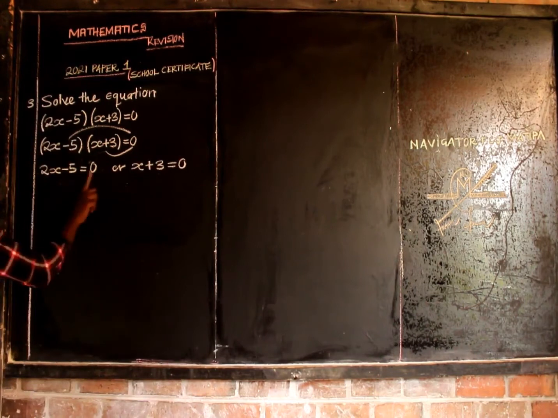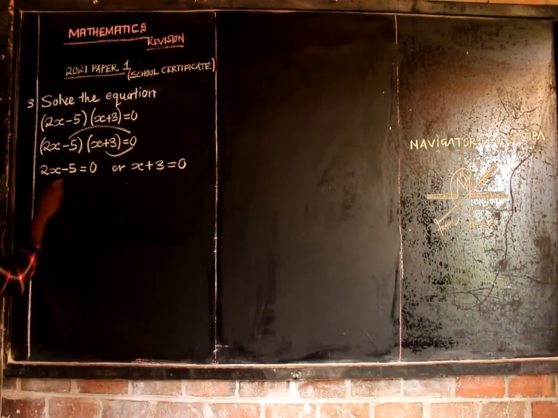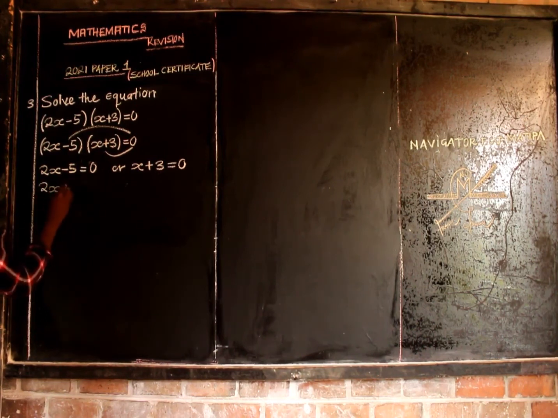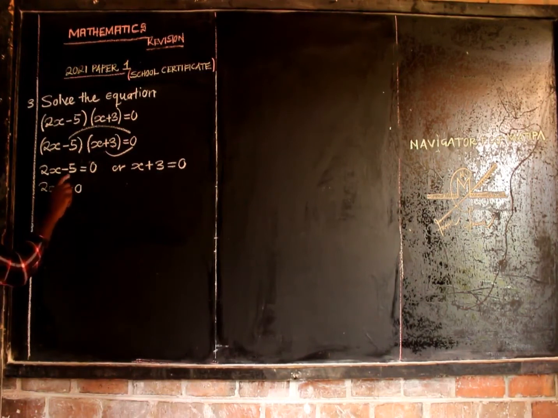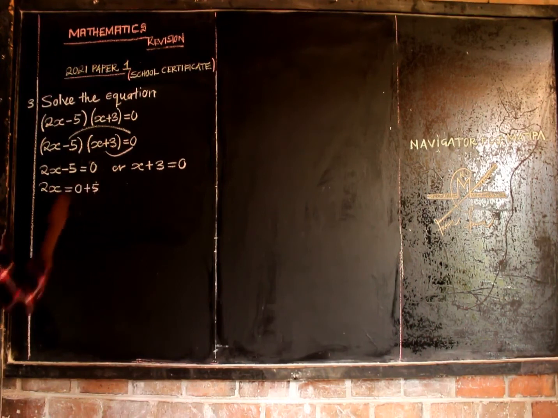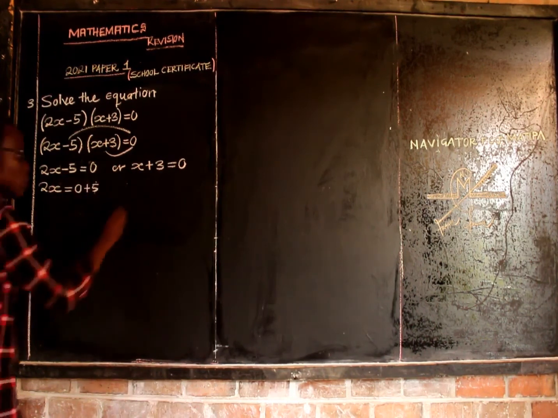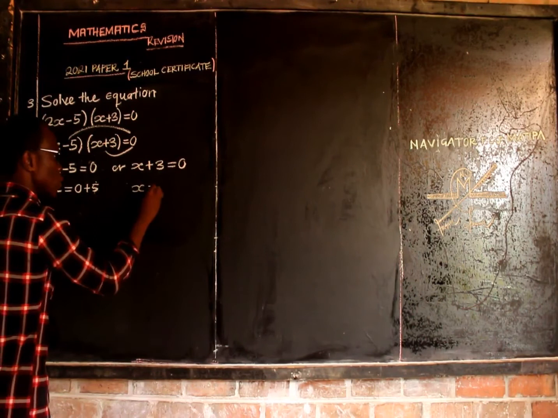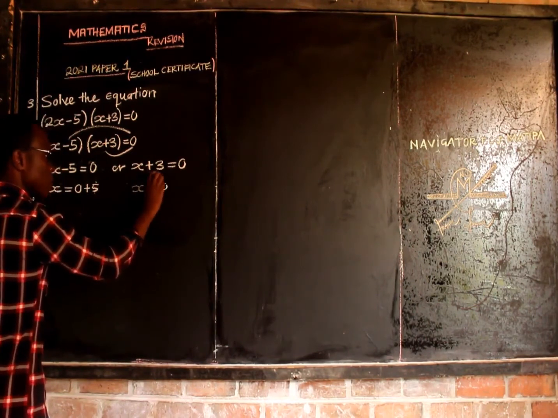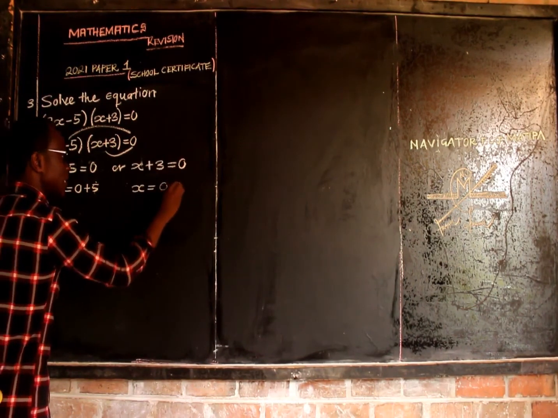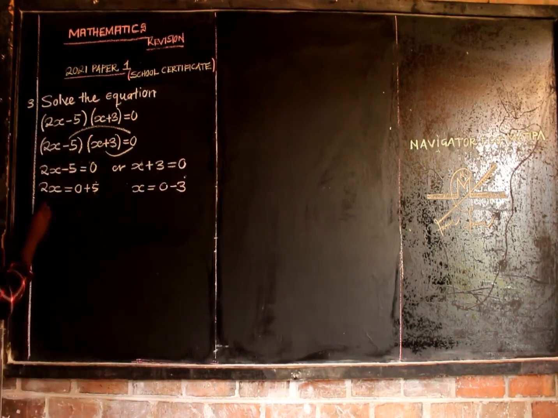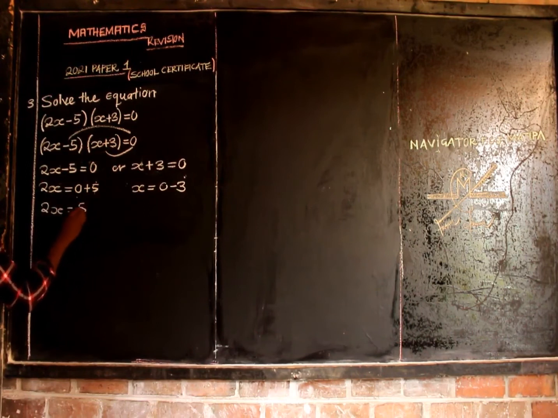Okay? Then at this level, we are going to collect like terms. So we say 2x is equal to 0. When you transpose this negative 5 to the other side, it becomes a positive 5. Even this side, you do the same. You say x remains this side is equal to 0. When you transpose this positive 3 to the other side, it becomes negative 3. Then you say 2x is equal to 0 plus 5, you obtain 5.